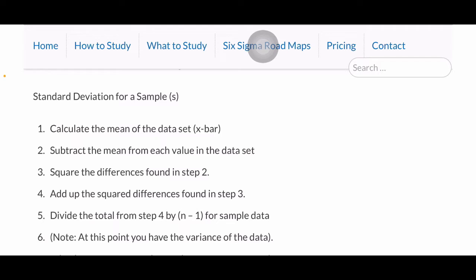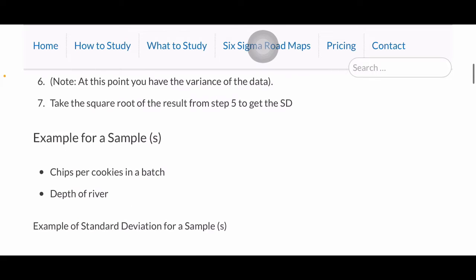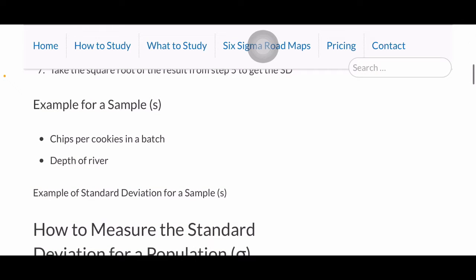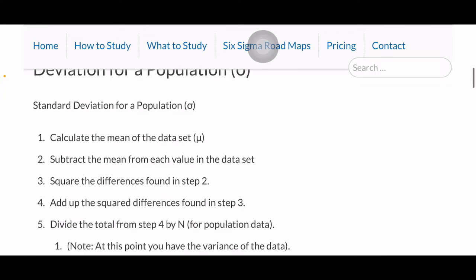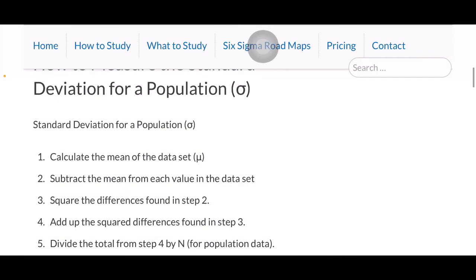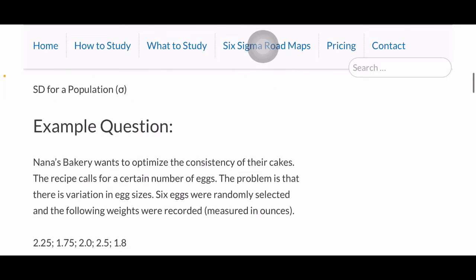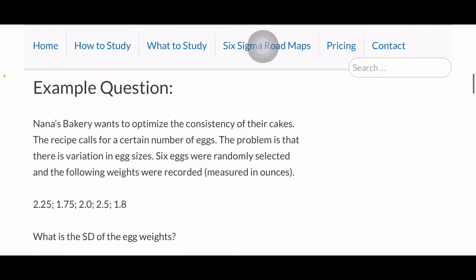1. Calculate the mean of the data set, x bar. 2. Subtract the mean from each value in the data set. 3. Square the differences. Oh, this is just going through those formulas up there. Cookies, chips per batch. Wow, chips per cookie in a batch, depth of a river. How to measure the standard deviation for a population. Don't care about that.